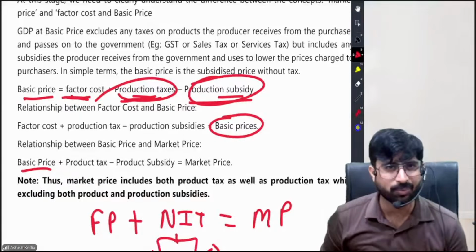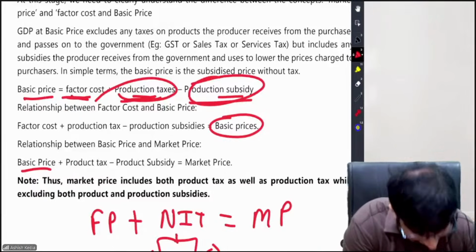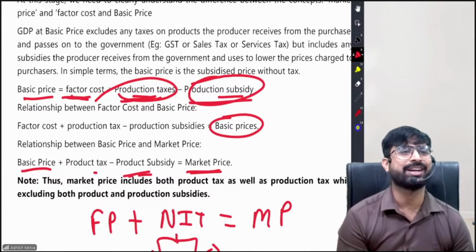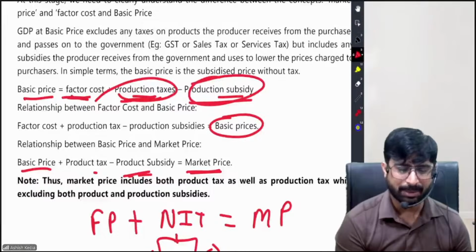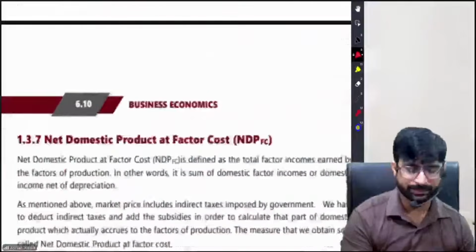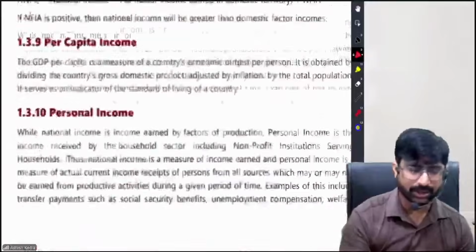It is charged on sale of product. And if some subsidy is returned, then you arrive at market price. So just remember, basic price is the midway. Now, all this we have done already.